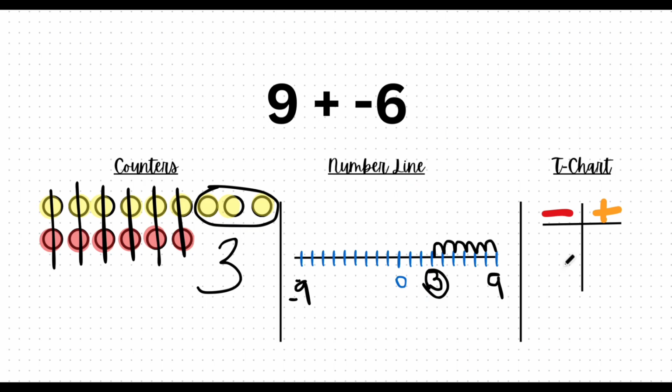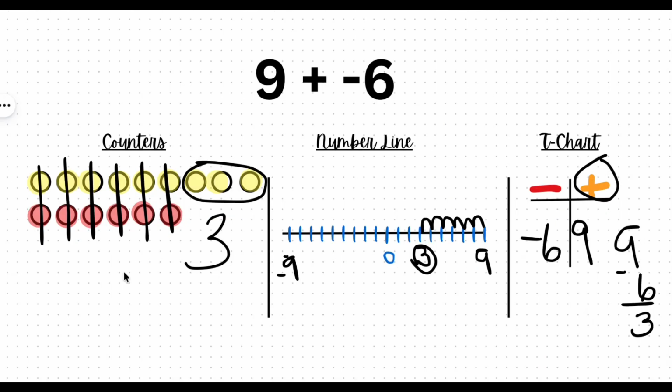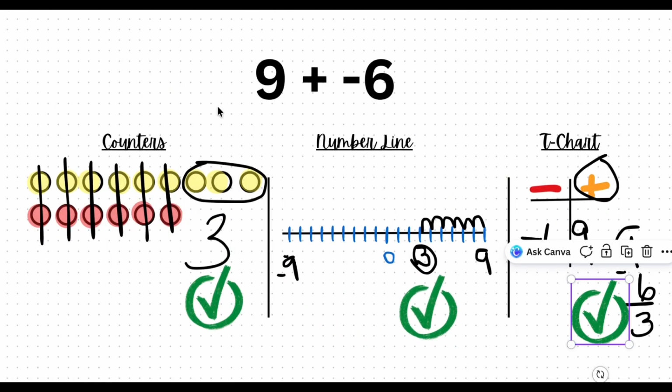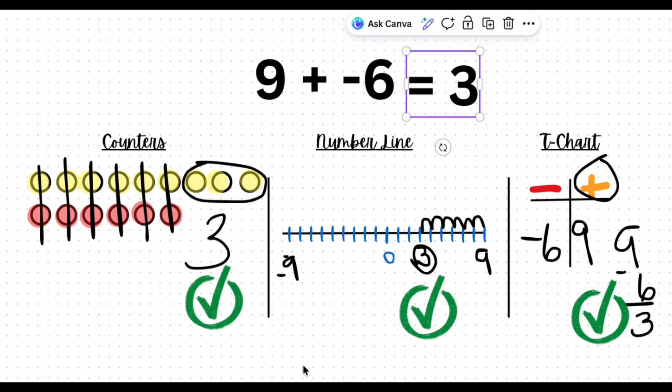Now we're going to do the T-chart. We have 9 positives and we have 6 negatives. And now we need to ask ourselves, do we have more positives or more negatives? We have more positives. So then 9 minus 6 is going to be 3, and our answer is going to be positive since we had more positives. So 9 plus a -6 is a +3.